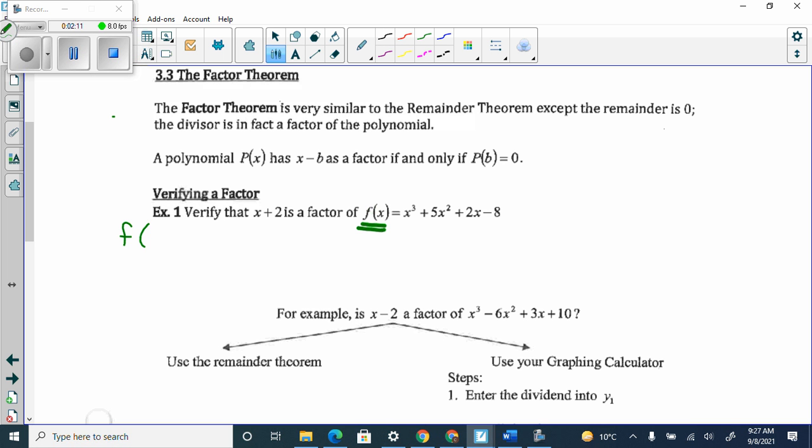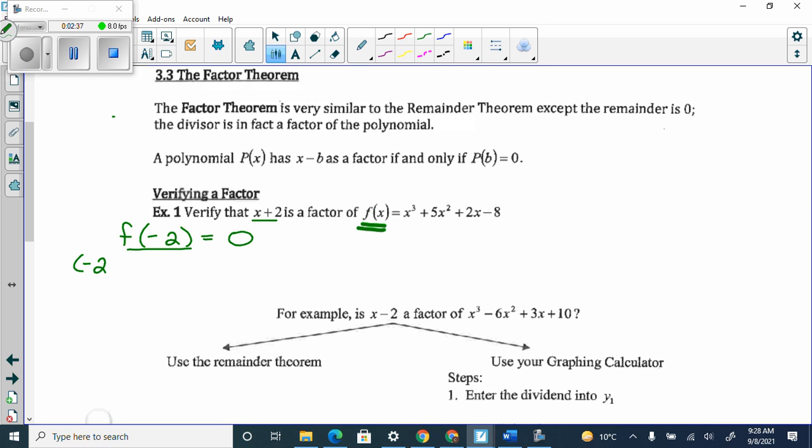F of negative 2 equals 0 would be how we would verify it, right? So verify is another fancy word for when you were in elementary school and your teacher said to check it. To check it, you filled it in for left side, right side, saw if they matched, right? Math terminology is actually verify. So we're going to plug in for our function notation, which we were taught in grade 10.